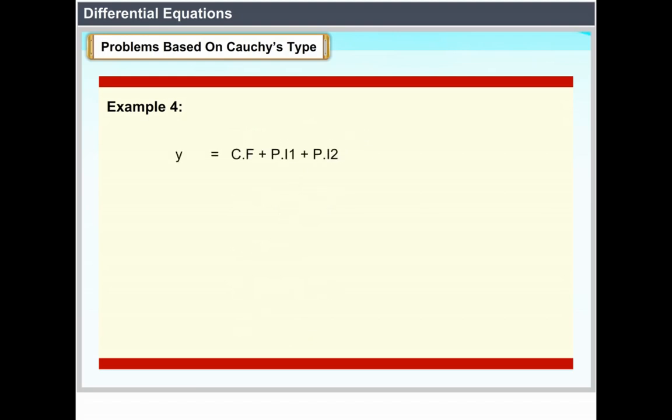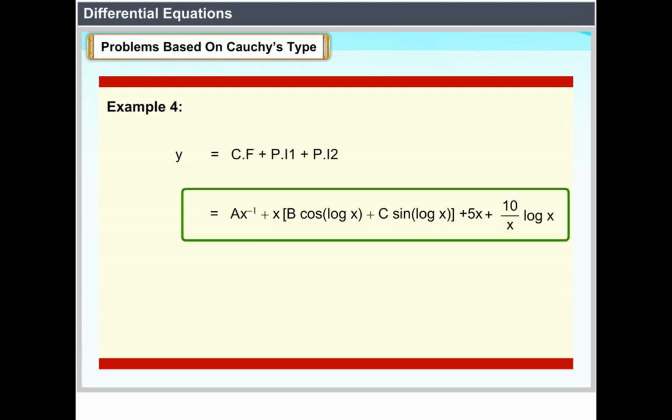Y equal to CF plus PI1 plus PI2, equal to a into x power minus 1 plus x into (b cos log x plus c sin log x) plus 5x plus 10 by x into log x.